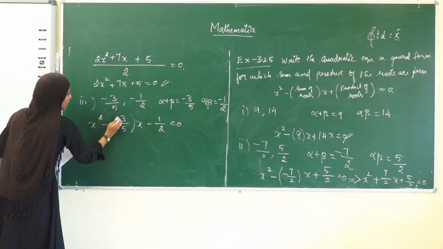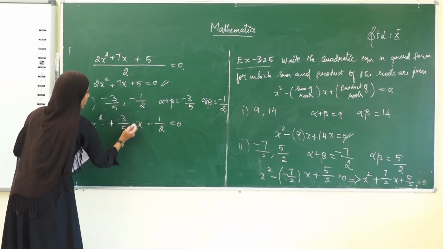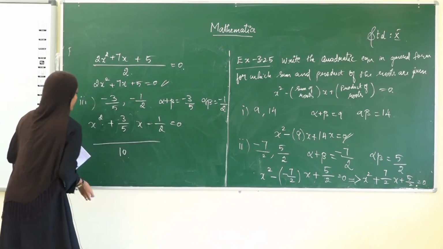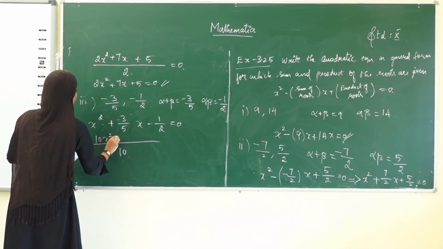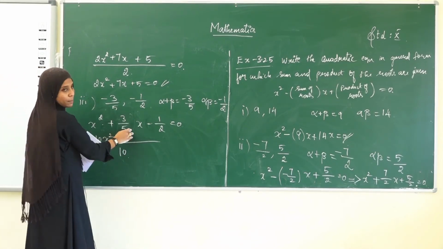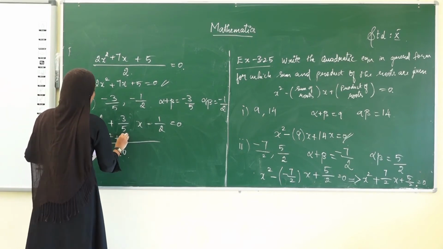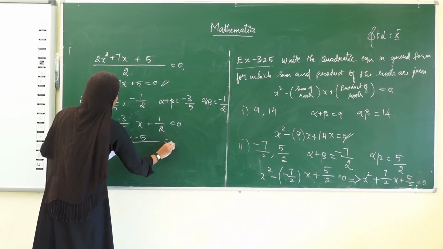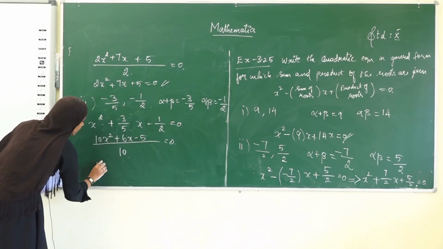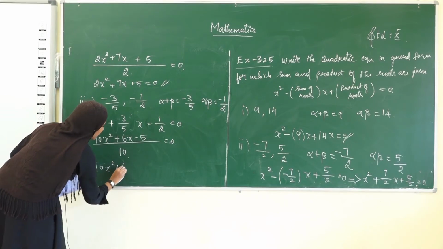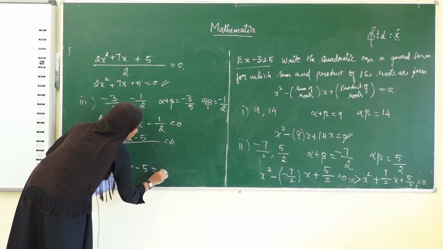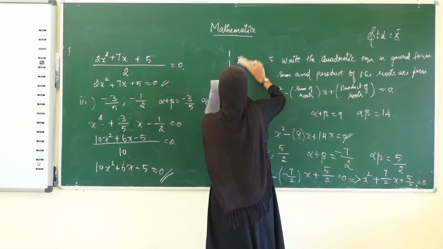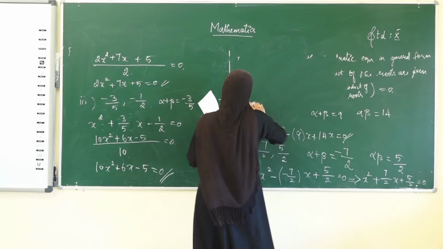Minus into minus becomes plus. Now, what's the LCM here? LCM here is 10. So this becomes 10x squared plus 6x minus 5 equal to 0, on multiplying by 10 on both sides. So therefore the required equation is 10x squared plus 6x minus 5 equal to 0. Okay, this is the required equation. Now we are moving on to the next example.